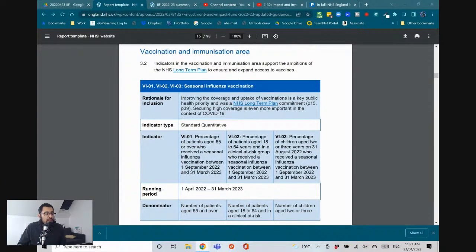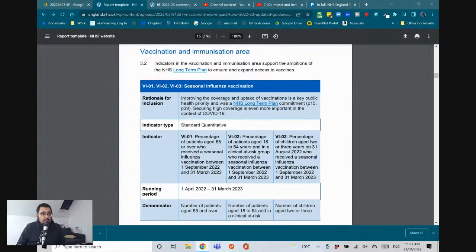So the vaccination and immunisation criteria. This is VI01, VI02, and VI03, and these look at different parts. It is a standard quantitative indicator type, so you just have to do the work and try and get the achievements. In terms of VI01, it's percentage of patients aged 65 or over who have received a flu vaccination from the 1st of September to 31st of March in this financial year.